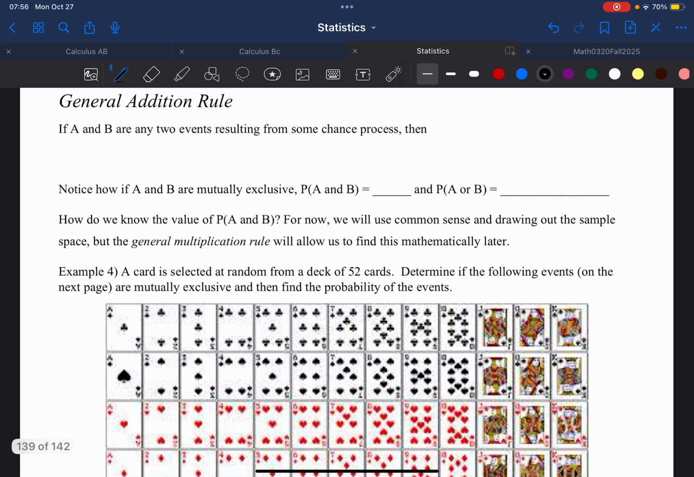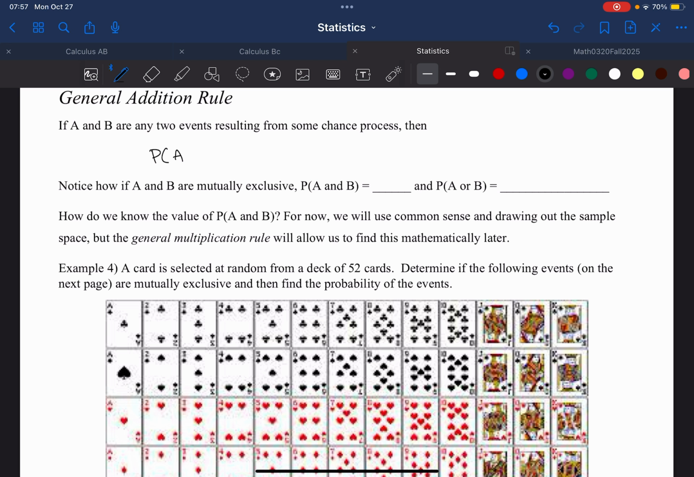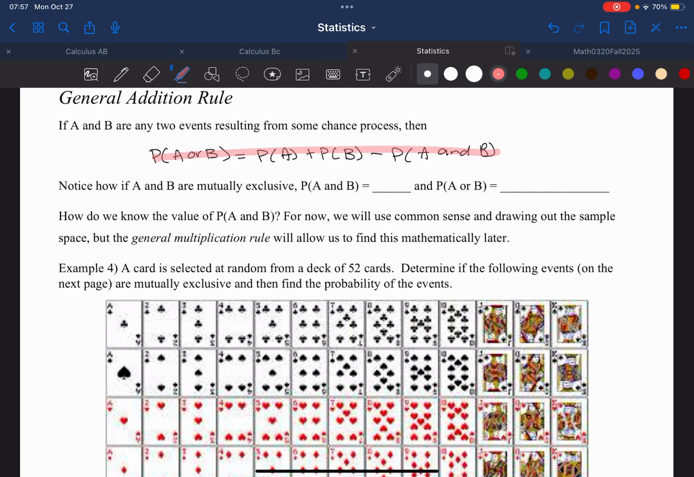General addition rule. It says if A and B are two events resulting from some chance process, then the probability of A or B is equal to the probability of A plus the probability of B minus the probability of A and B. This right here is the addition rule.